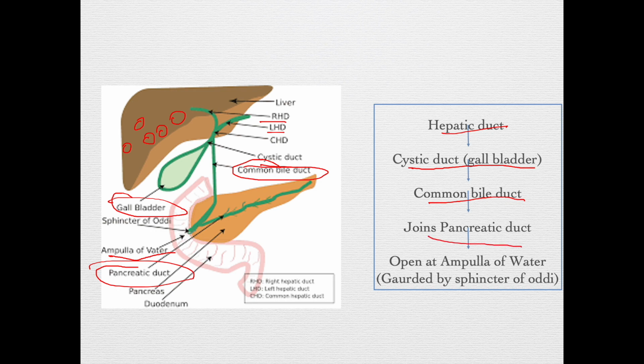I'm very sorry for the spelling error. The ampulla of Vater should be spelled with a V. Finally, the ampulla of Vater is guarded by the sphincter of Oddi, and this opens into the duodenum.